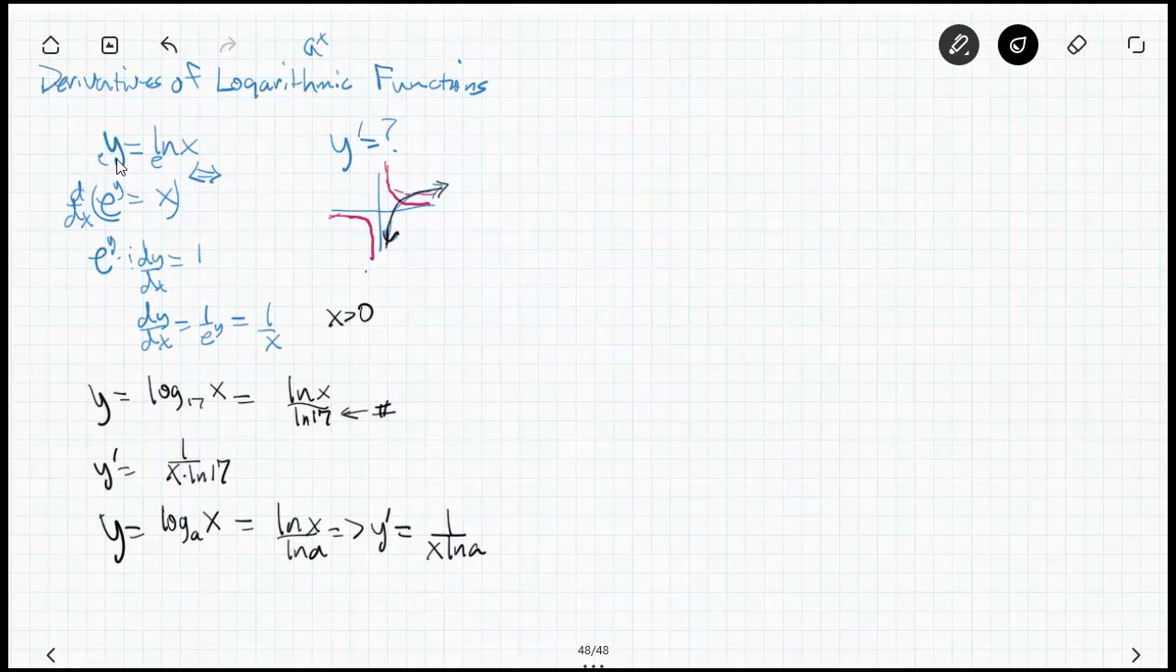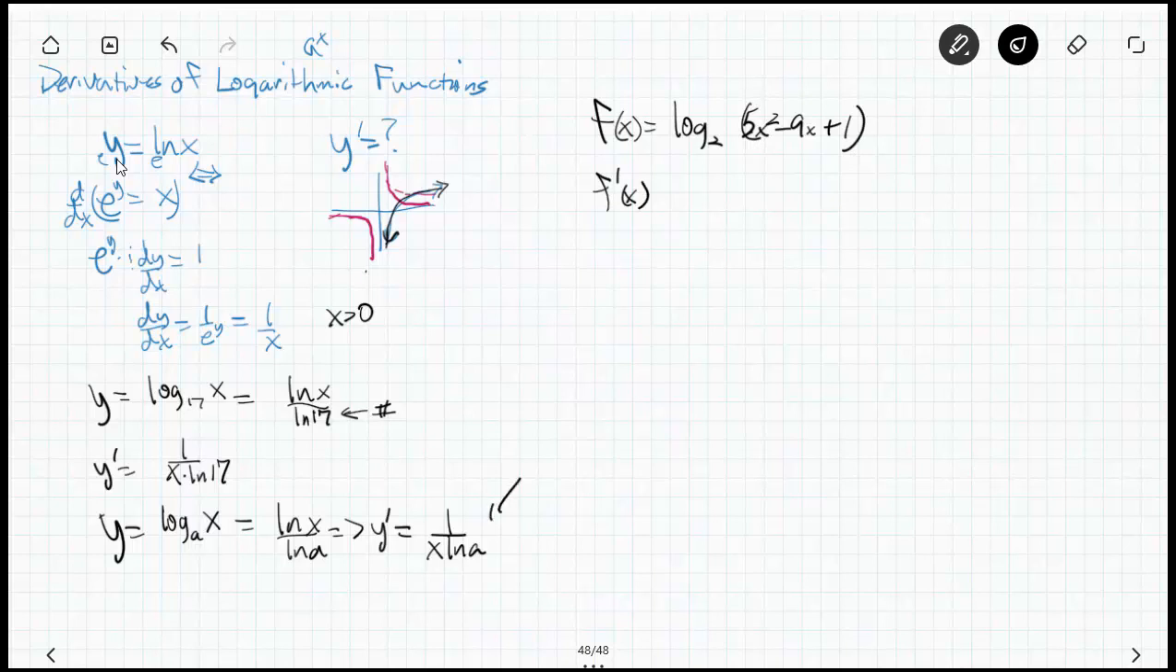We should probably give a little nod to chain rules. So let's say that I had f of x is equal to log base 2 of 5x squared minus 9x plus 1. All right? And I want to find f prime of x.